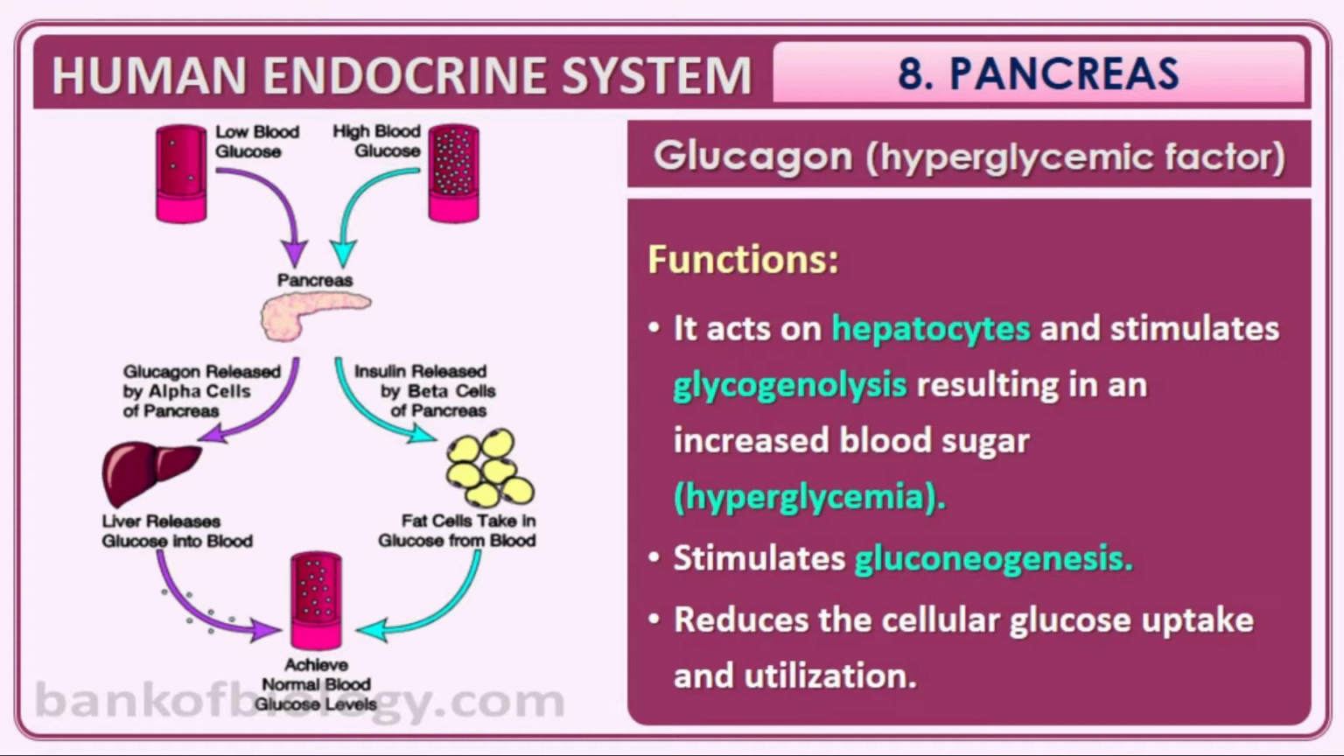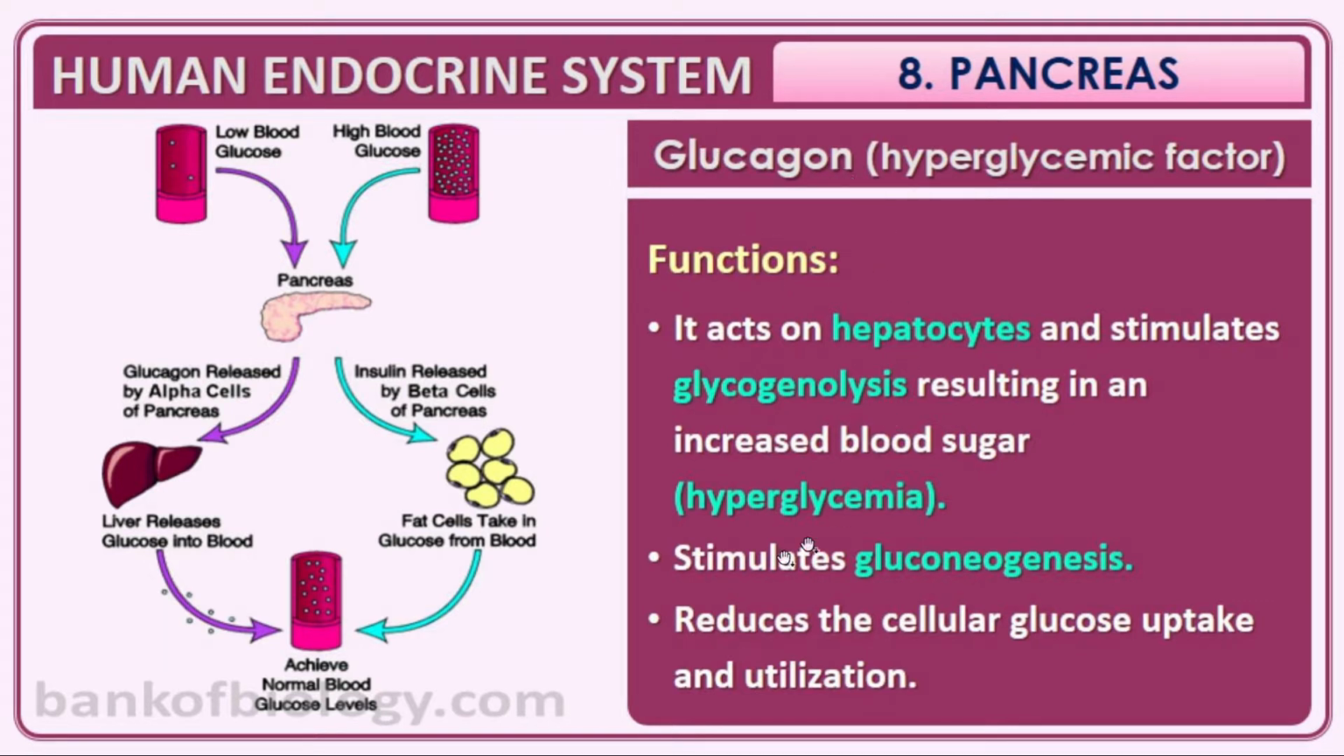What is the function of glucagon? It acts on hepatocytes. Hepatic means connected with the liver. It stimulates glycogenolysis, resulting in increased blood sugar. That increased blood sugar is known as hyperglycemia.